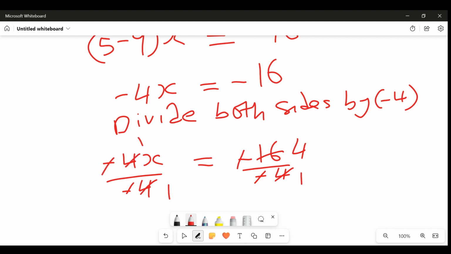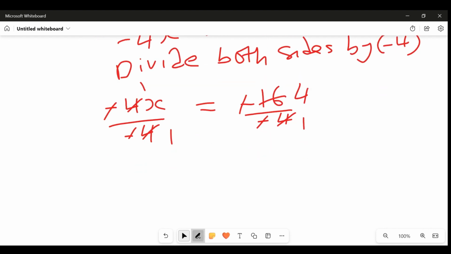1 times x is the same thing as what? x. So when you do the division, what you are left with will be x equals to what? 4. And this is what you are asked to find. This will be your answer for the first task you have to find.